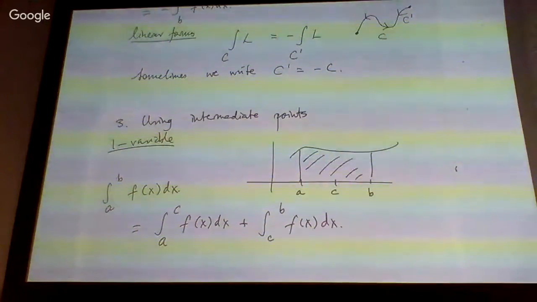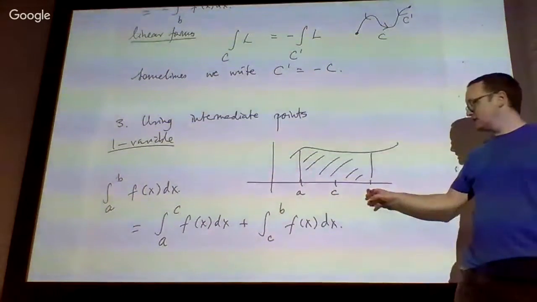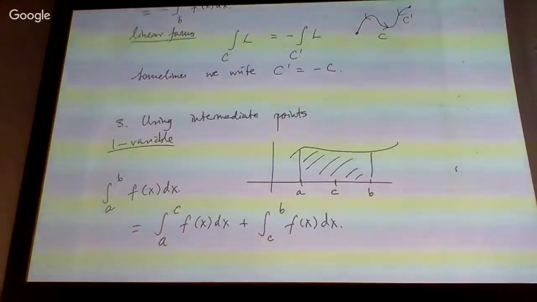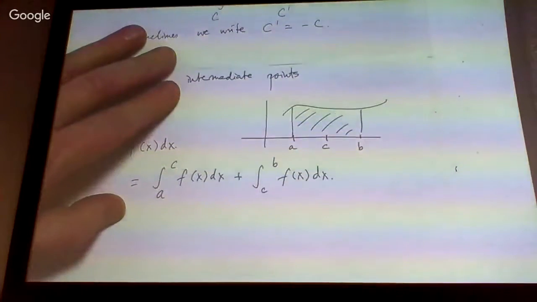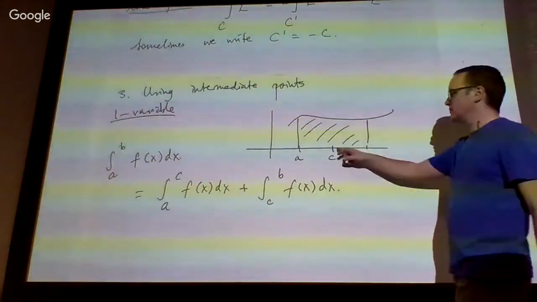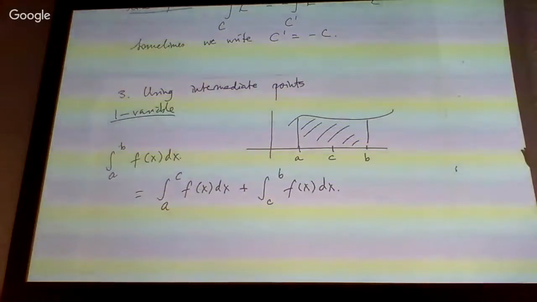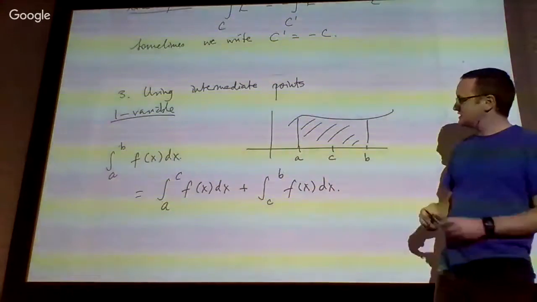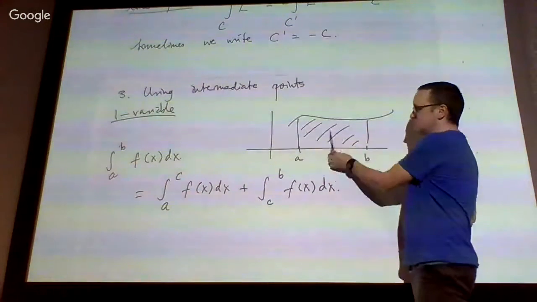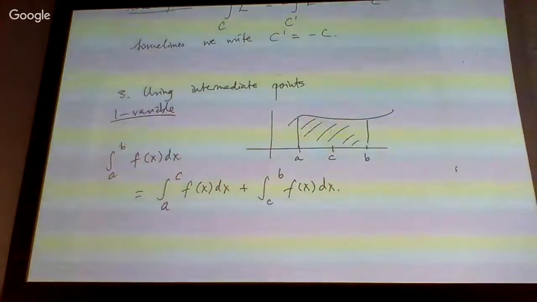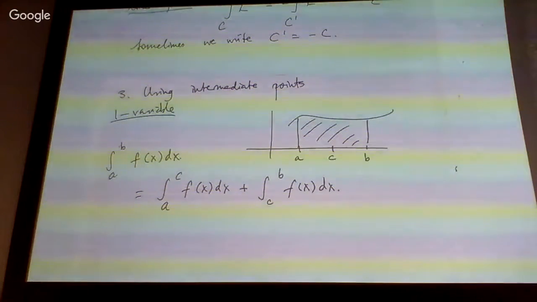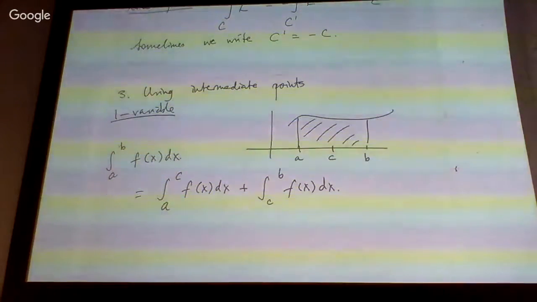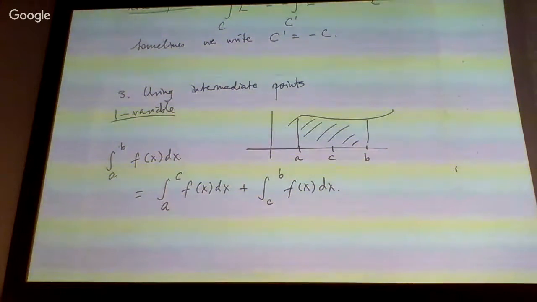So you can split the range of integration up, the interval of integration for one variable integrals, using an intermediate point C. Say that integrating over the whole range is the same as integrating first from A to C and adding that to the result of integrating from C to B. That kind of makes sense if you think of area underneath the graph. The total area underneath the graph is obviously the area in this bit added to the area from this bit. Those two sub-areas partition the whole area. They don't overlap, and the union of them is the whole area. So that's what you're familiar with.